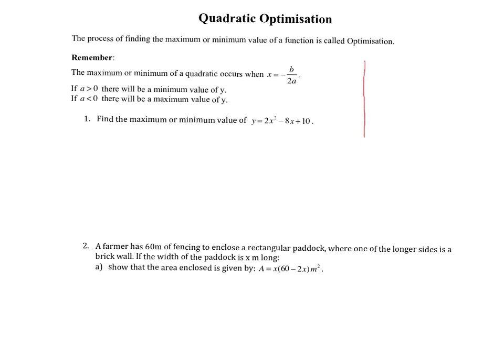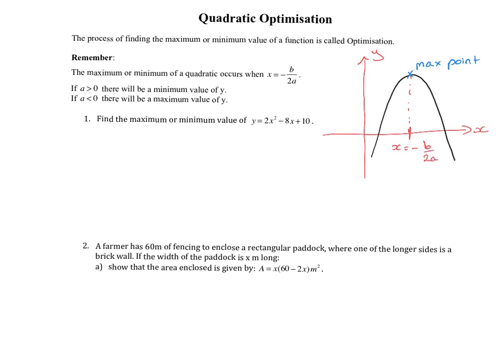Basically, if you have an x and y axis, so here's x, this is y, and let's say you've got a parabola. I'm going to go concave down one. Now this point up here is the maximum point, and this occurs when x, so this value of x, is negative b on 2a.